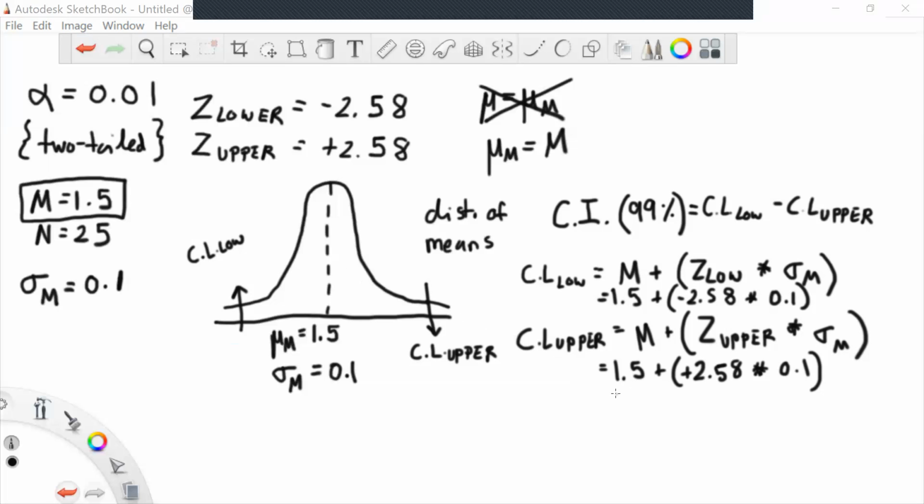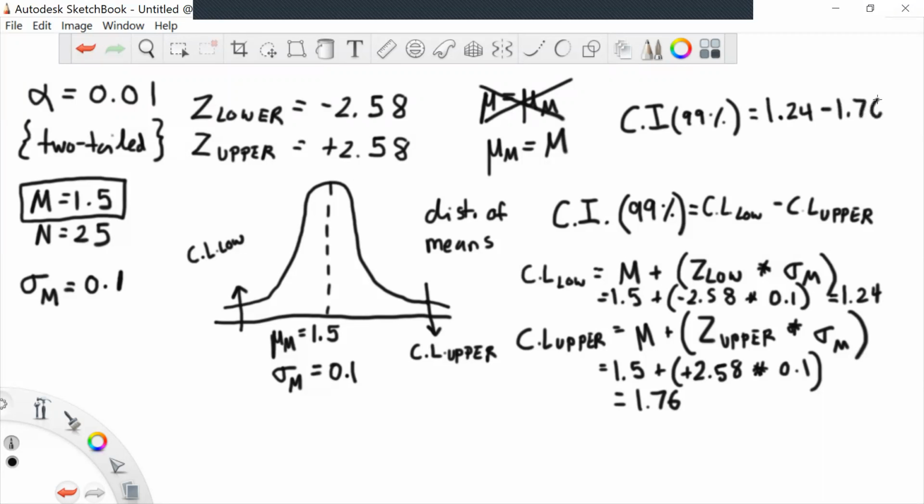So according to my calculations, this upper value is 1.76 seconds. And this lower value is going to be 1.24. So for a problem like this, the way that you would express your answer is confidence interval, the 99% confidence interval, equals 1.24 to 1.76.